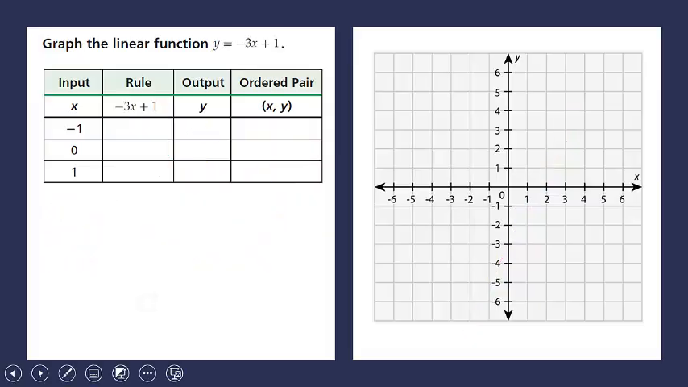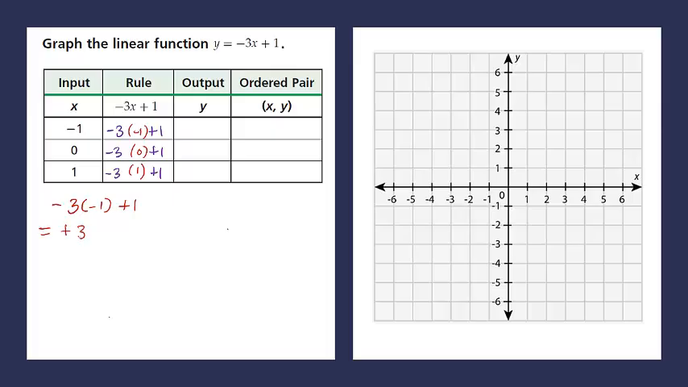Third example, negative 3x plus 1. Into the table: minus 3 times minus 1 plus 1 equals positive 3 plus 1, which equals 4. Minus 3 times 0 plus 1 equals 0 plus 1 equals 1. Minus 3 times 1 plus 1 equals minus 3 plus 1, which equals minus 2. Y values are 4, 1, and minus 2.